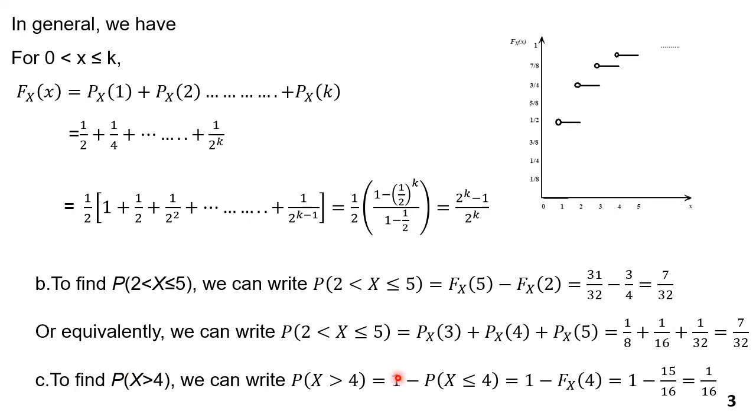Or we can make use of the PMF function, because x value should be greater than 2. So Px(3) plus Px(4) plus Px(5) will also give us 7 by 32.